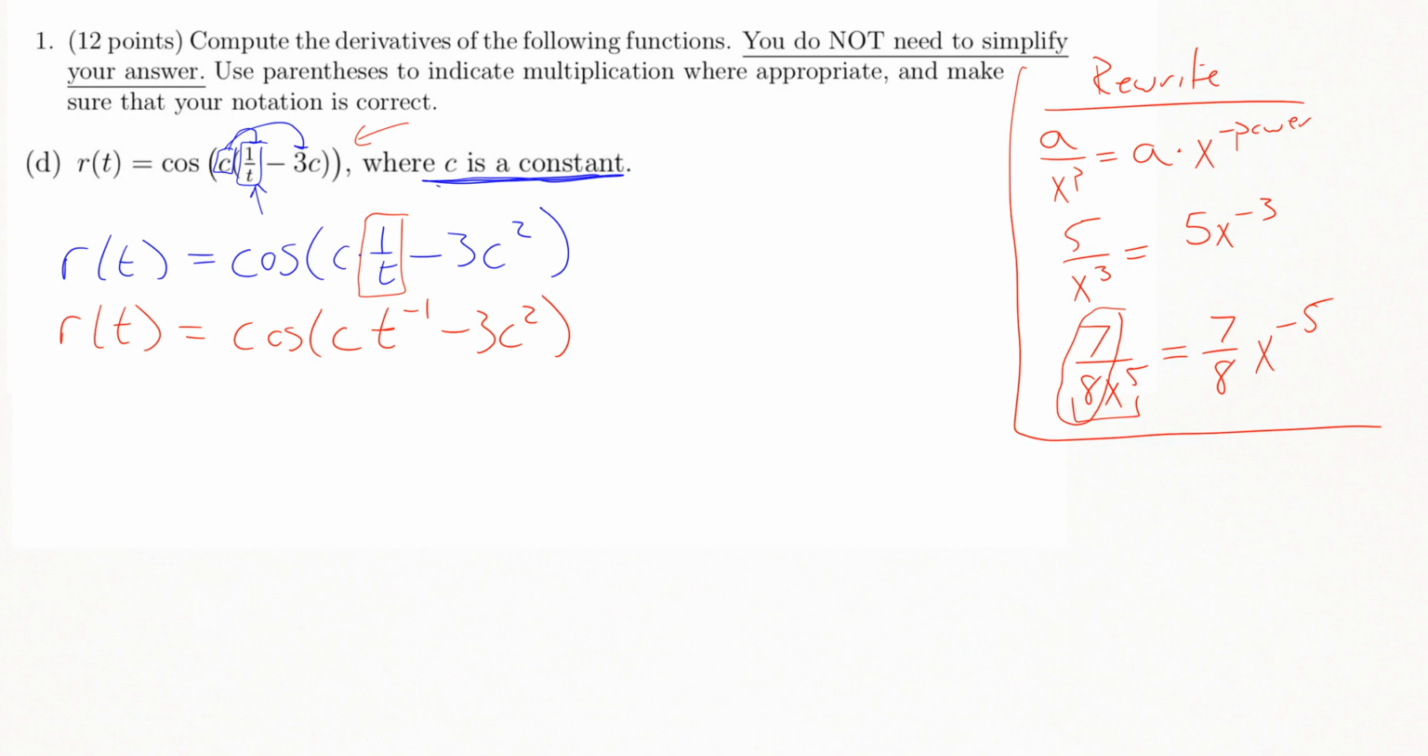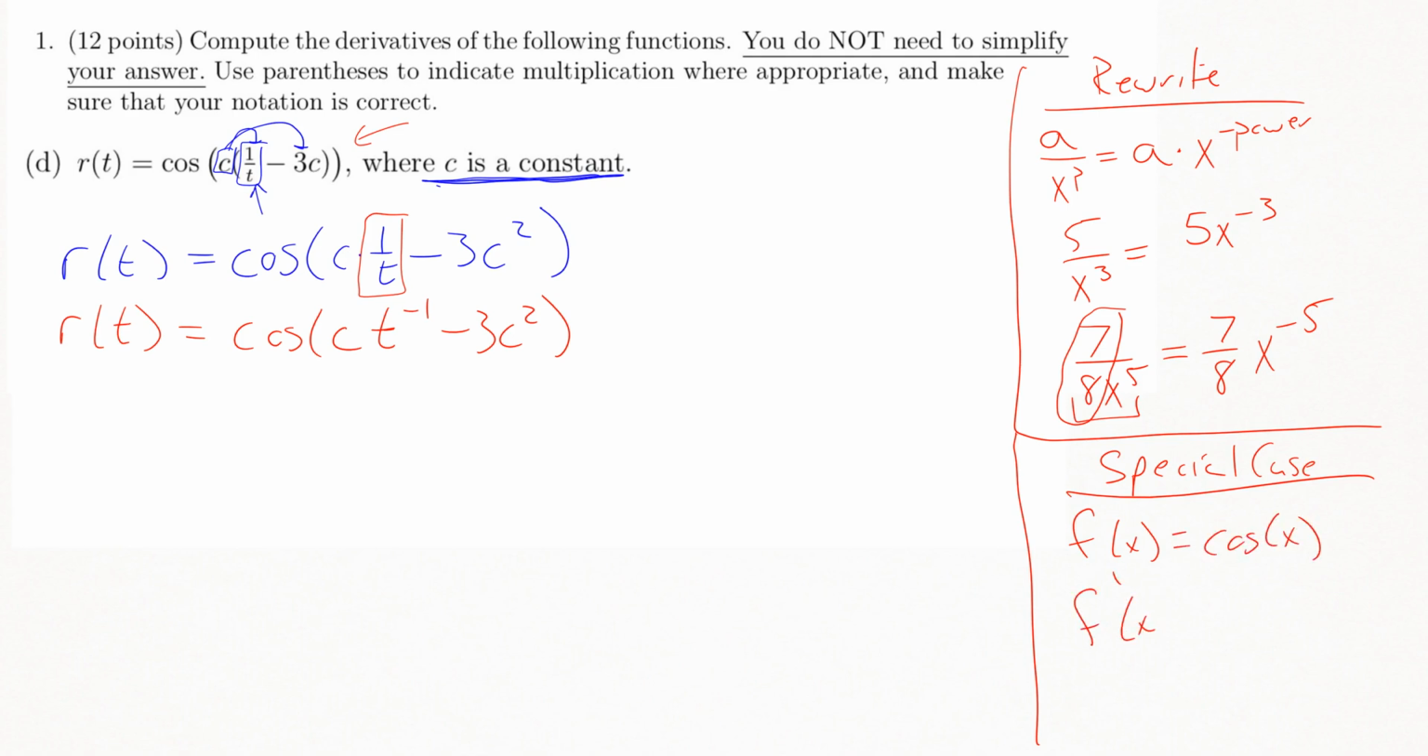So now what we're looking at is really the derivative of the cosine function with a bunch of stuff inside it. And so the derivative of cosine is a special case derivative. So if my f of x equals the cosine of x, the derivative of the cosine of x is equal to negative sine x. This cosine behaves just like we talked about with the natural log, just like we talked about with e to the x on those earlier problems.